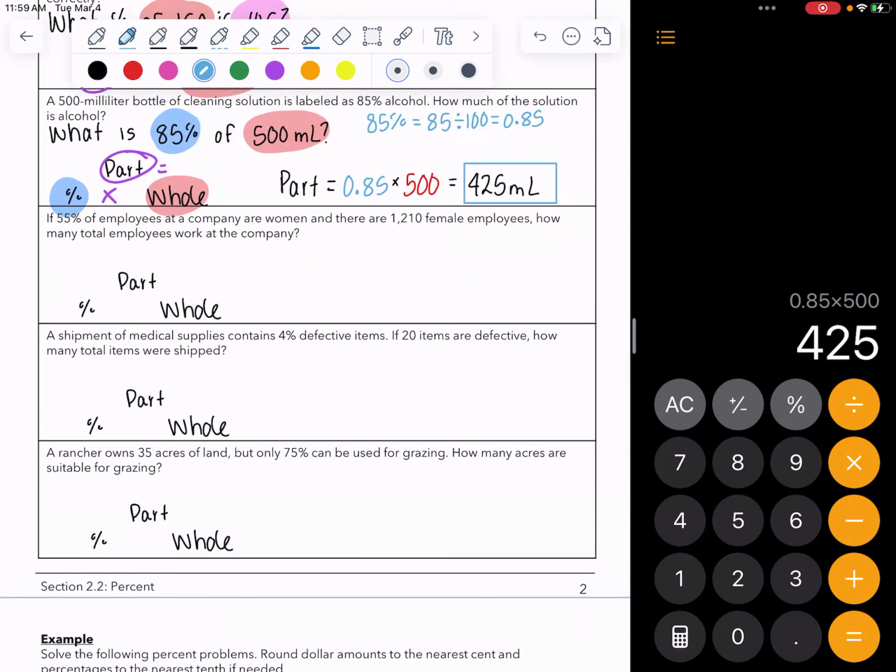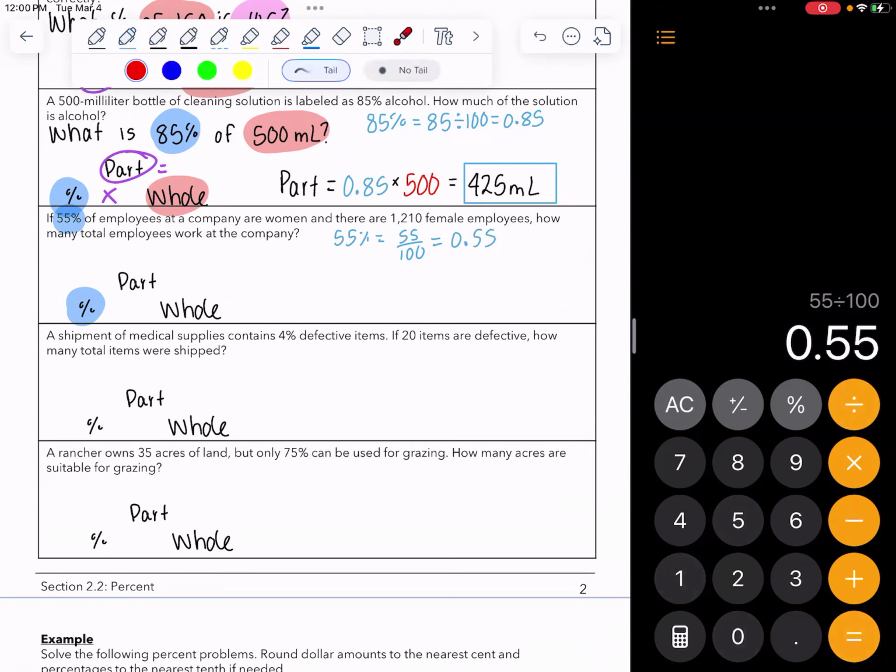All right. If 55% of employees at a company are women and there are 1,210 female employees, how many total employees work at the company? So you can kind of break this down, right? We have a percentage. That one was very clearly given to us. Percent, 55%. Let's go ahead and come over here. 55%. Convert that into a decimal, right? 55 divided by 100, it's going to be 0.55.